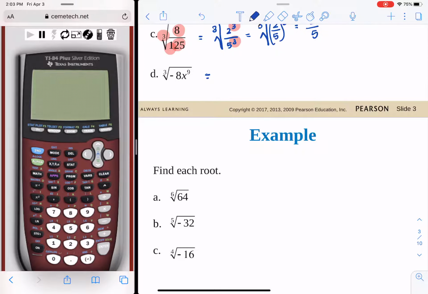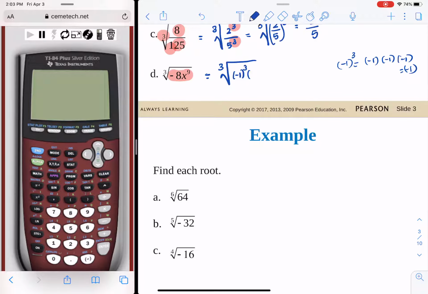Lastly, we have the cube root of negative 8x to the power of 9. Our objective is to write the term that is inside the radical in powers of 3, so that we can simply cancel with the root. So I could write negative 1 as negative 1 cubed, because negative 1 times negative 1 times negative 1 is negative 1.